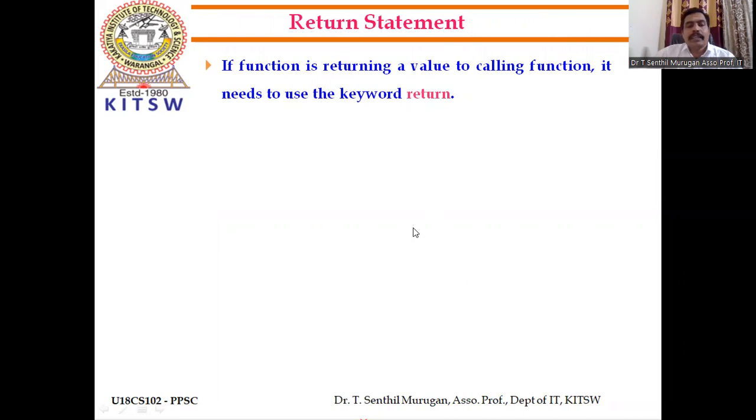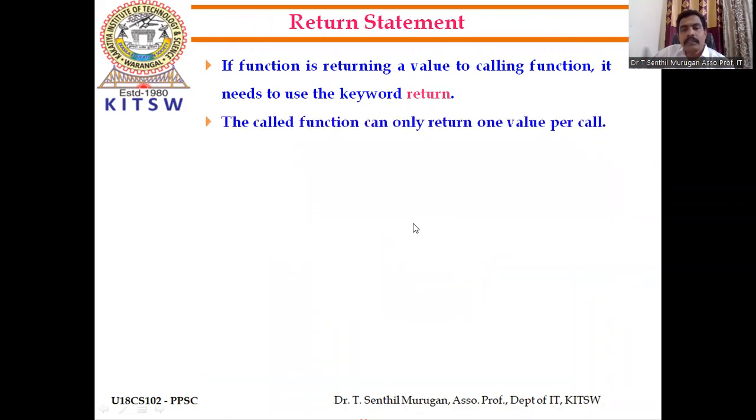So, the return statement. Where do we have to use the return statement? If the function wants to return any value to the corresponding function call, then we have to use the return statement. Okay, when the function is returning a value to the calling function, it needs to use the keyword return. The called function can only return one value per call. Whichever function we define, it will return only one return value based on the task. Okay, so the syntax is simply return, or return with an expression.